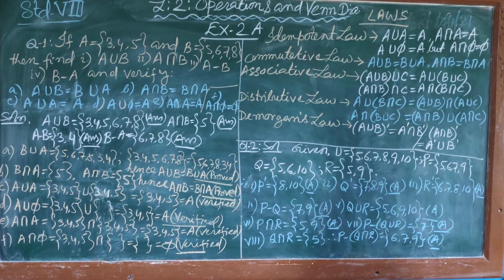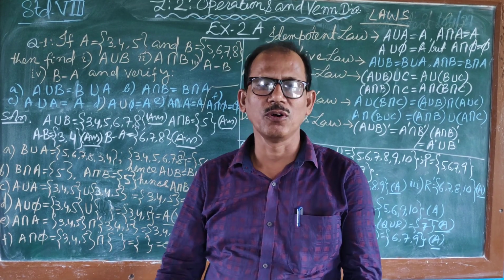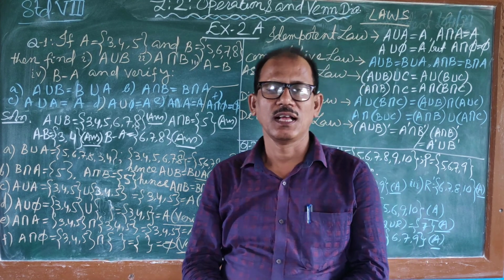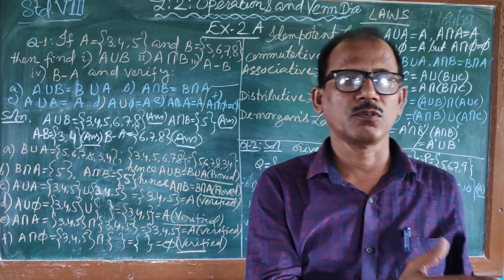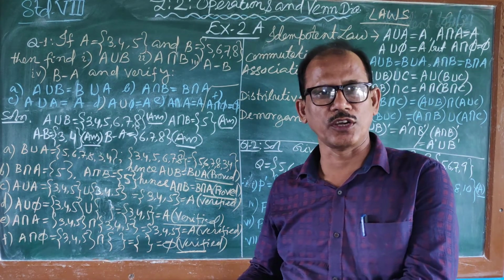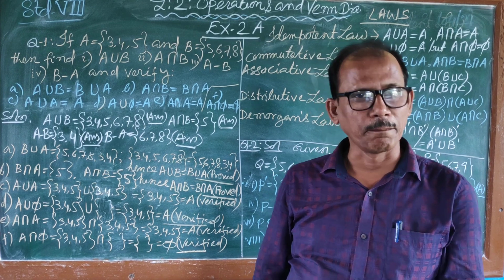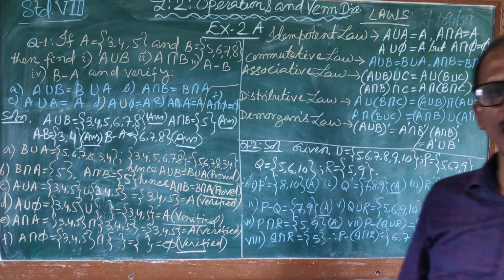Students, through our previous video you have learned about various operations of sets. They are intersection of two or more sets, union of two or more sets, which is called overlapping sets. What are disjoint sets, how will you find the difference of two sets, the complement of two sets, etc. A few laws are there in set theory as well.